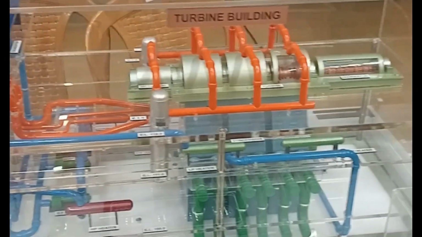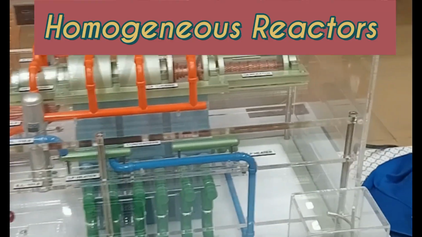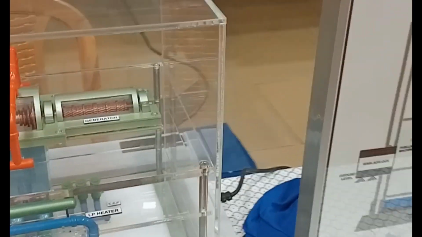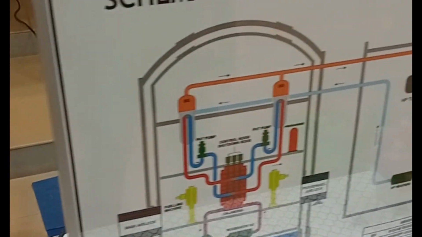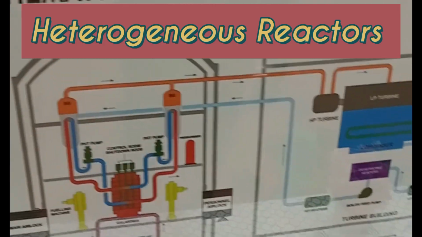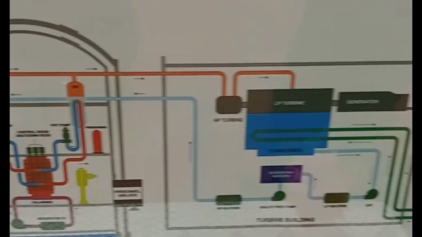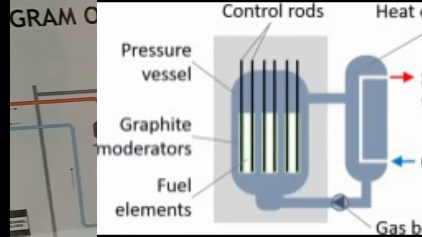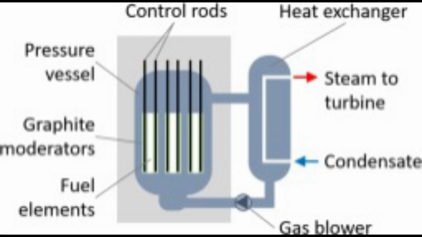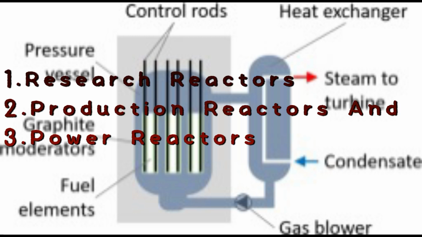In a homogeneous reactor, the fuel is mixed with the moderator in the form of a solution. But in the heterogeneous type, the fuel is in the form of capsules or rods. Reactors are classified into three types according to their purpose. They are research reactors, production reactors, and power reactors.